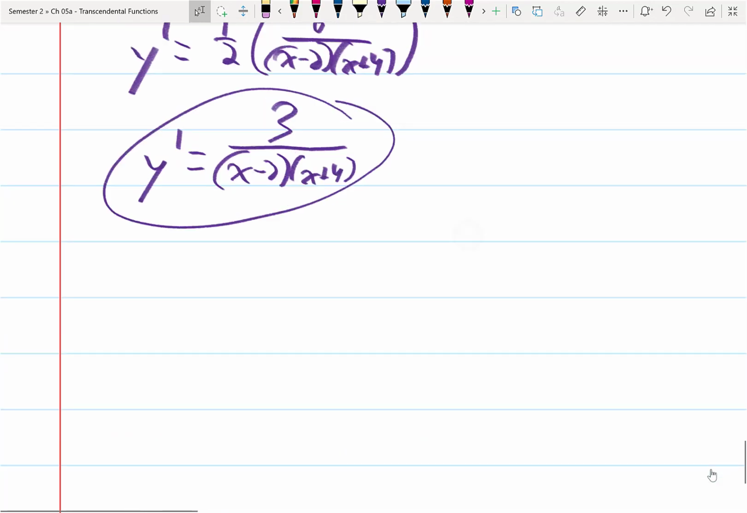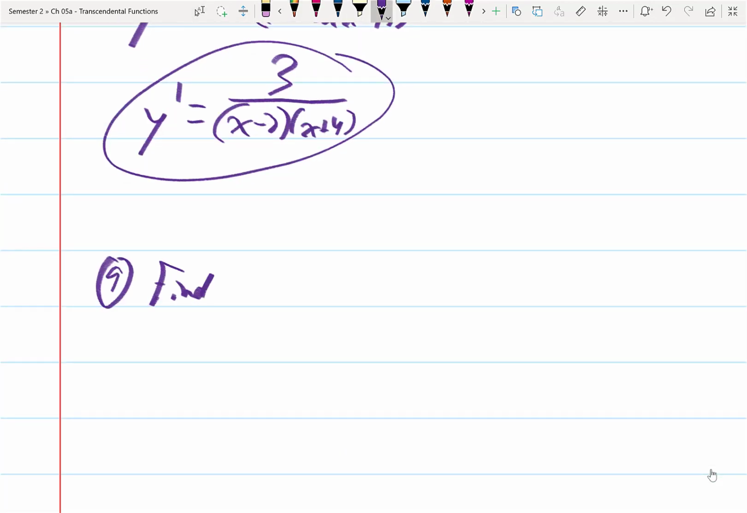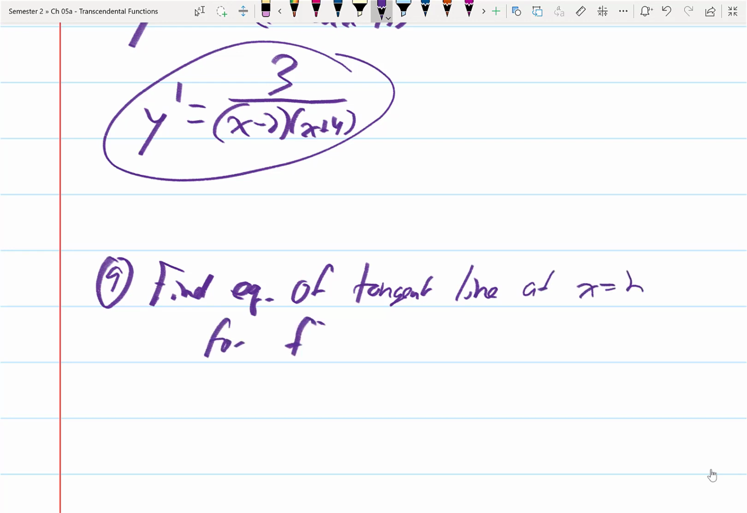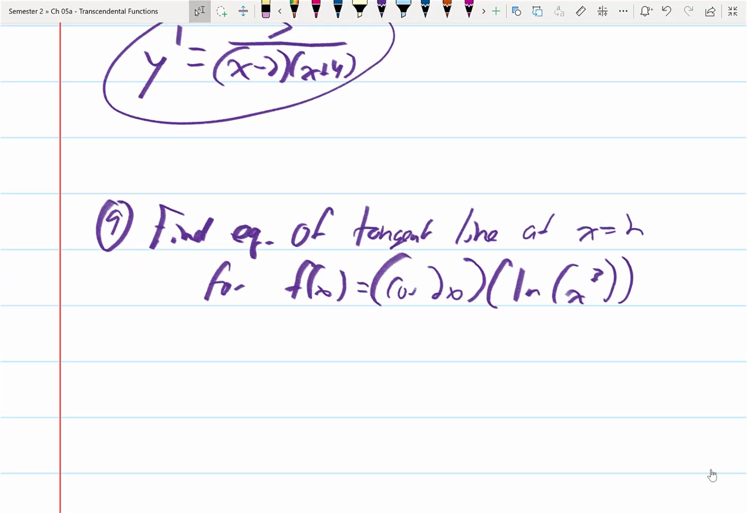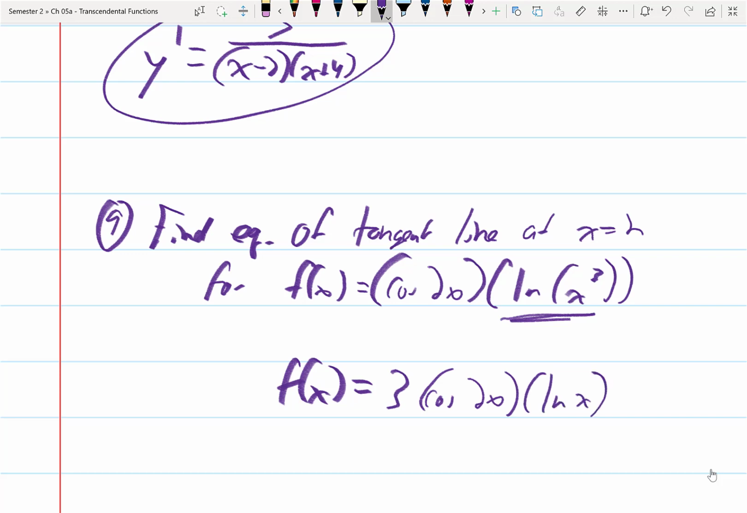Last problem. I'm going to find the equation of the tangent line at x equals 2 for f of x equals cosine of 2x times the natural log of x cubed. This is going to be a messy one, but I know right away that that's the same thing as f of x equals 3 cosine of 2x times natural log of x.